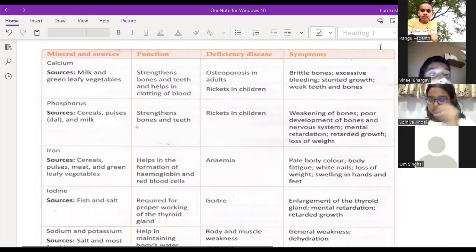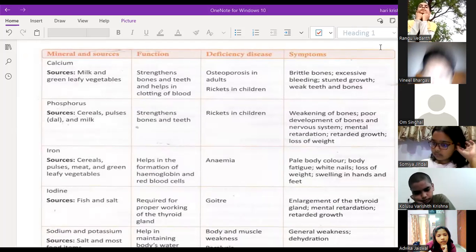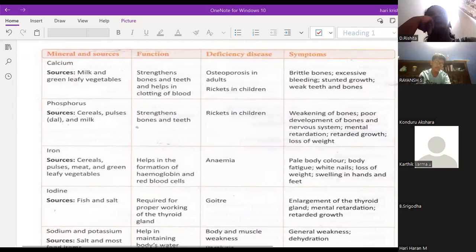I'll give a chance to each and everyone, don't worry. Tanvi, unmute yourself. Aryansh.